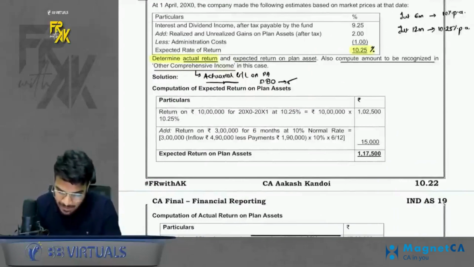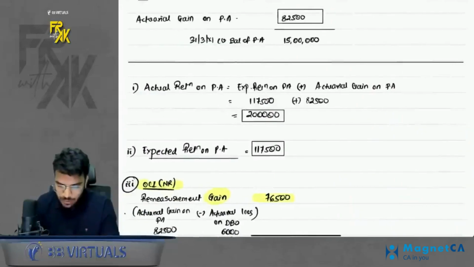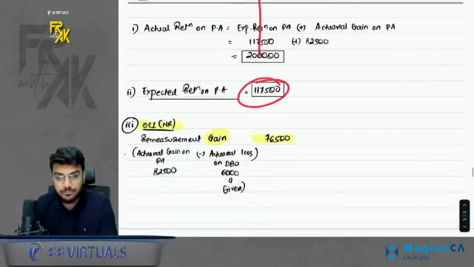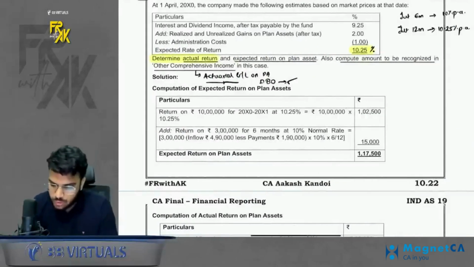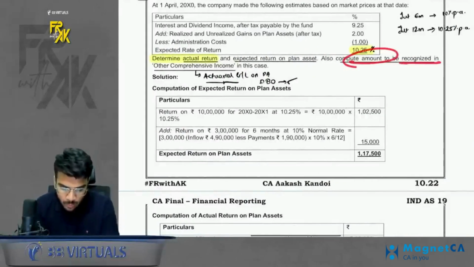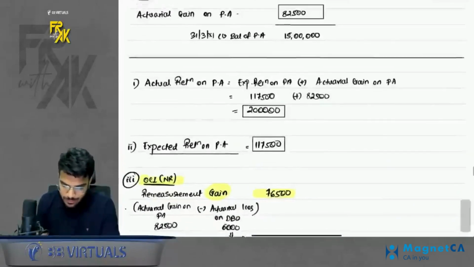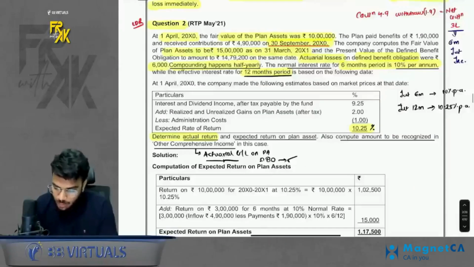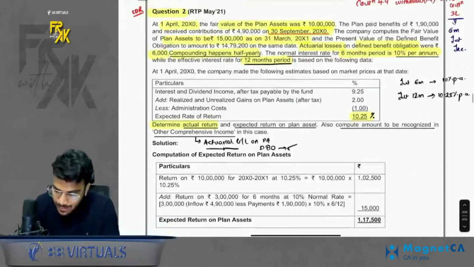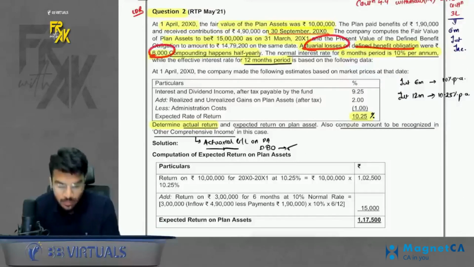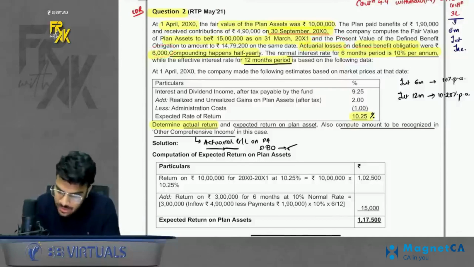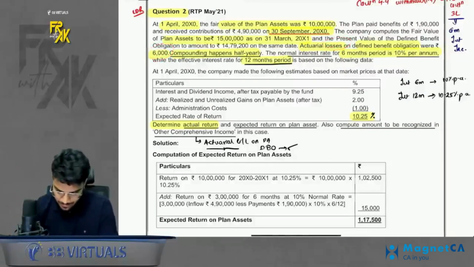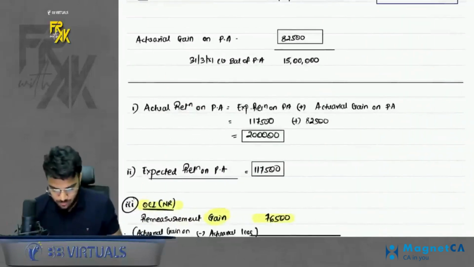Then what is asked? Then they have also asked expected return. Expected we already computed now. That was the important calculation here. Done already. Here it is. Then they also want to compute the amount to be recognized in OCI. In OCI, what amount will go? Can I say this actuarial gain on PA will go in OCI? Also for DBO, they are so nice. The actuarial loss on DBO is already given in the question. So in OCI, this loss will be there. And apart from this, there will be gain on plan asset, right? So that net off you will show in OCI.